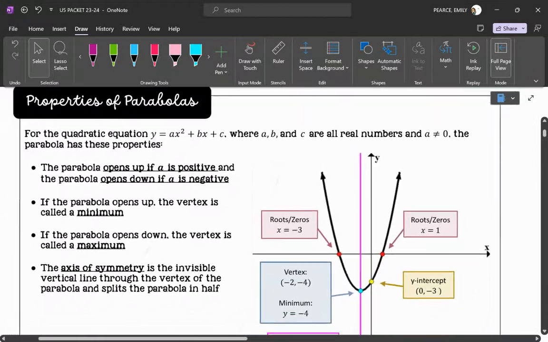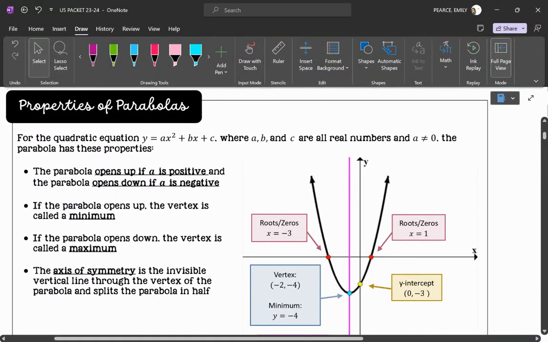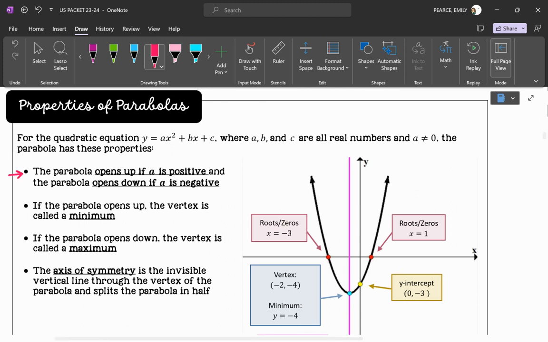Okay. So here are some properties of parabolas. One of the things we like to look at is also known as the concavity of them. That's just a fancy word for saying, is it facing up? That's concave up. And if it's facing down, that's concave down. Okay. If the parabola does open up, then the vertex is called a minimum because it's at the bottom of the function. If the parabola opens down, then the vertex is called a maximum.